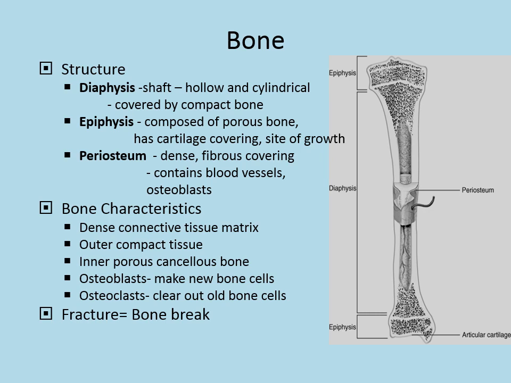Another part of a long bone is going to be the epiphysis. This is going to be the ends of the long bone on either side. This is composed of porous bone, so it's a little bit more spongy or less dense than the shaft. And it has a cartilage covering, so a shiny, hard covering. This is also where we get growth. The epiphysis is where we get growth in the bone.